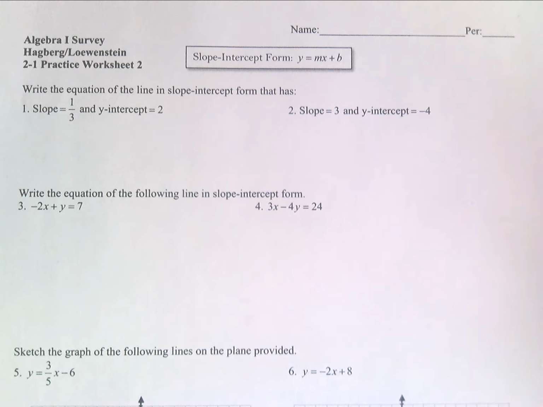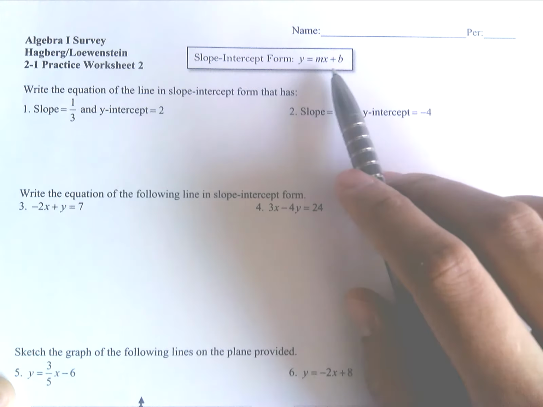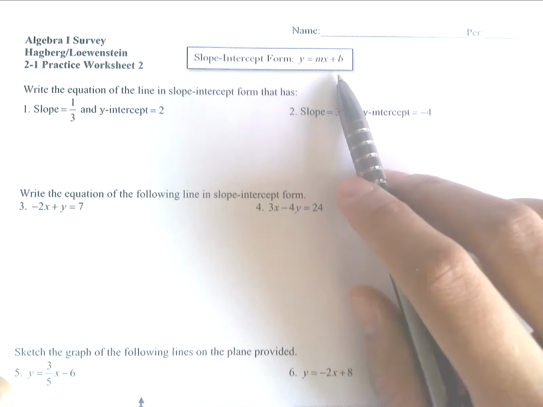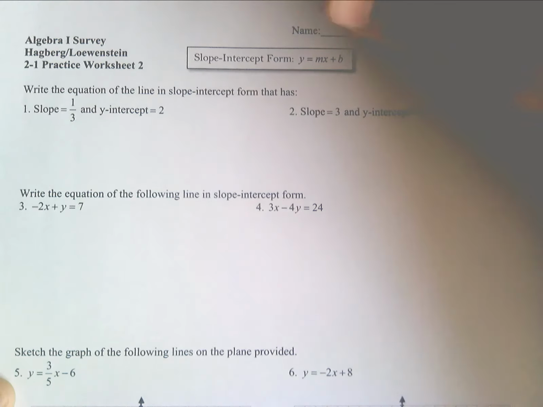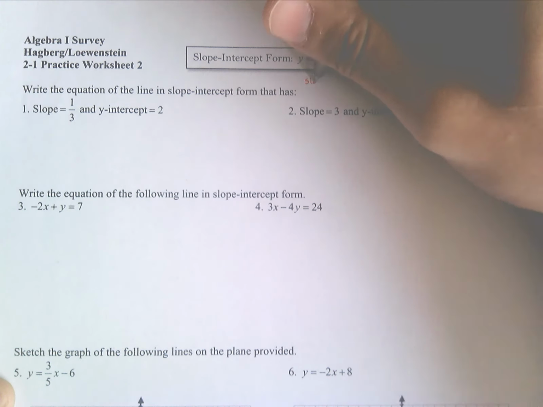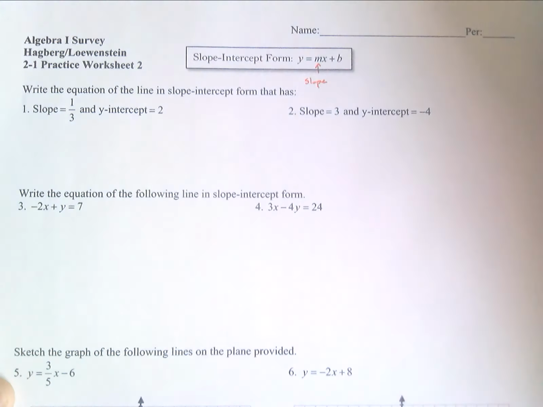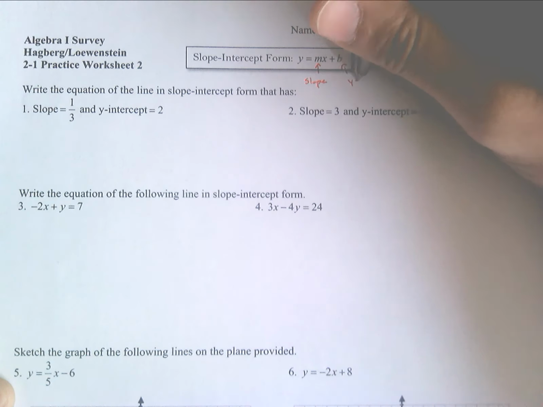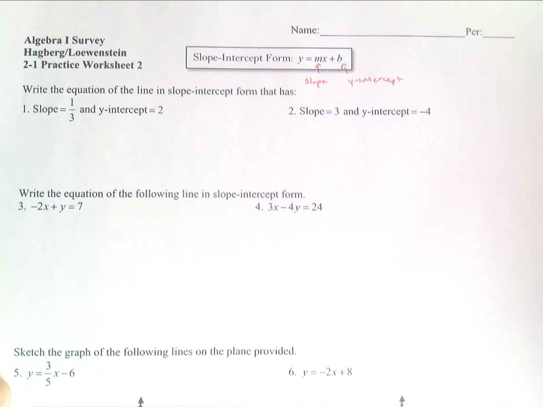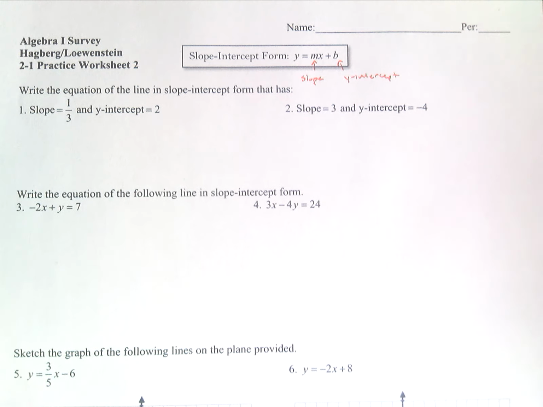So this worksheet practices slope-intercept form. Slope-intercept form is y equals mx plus b. For this whole worksheet, we're going to be using y equals mx plus b, where m is our slope and b is our y-intercept. Now, slope is exactly how we've learned in the past: rise over run, change in y over change in x, y2 minus y1 over x2 minus x1, all those different ways that we're going to represent slope. The y-intercept is where the graph crosses the y-axis.